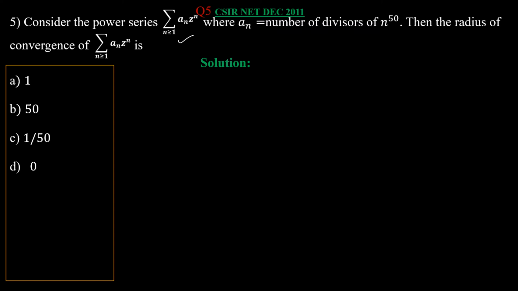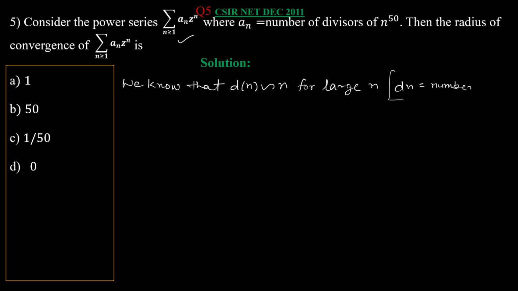In such questions, first we define the number of divisors of n, if required. We know that symbolically we can write d(n) is approximately equal to n for large n, where d(n) is the number of divisors of n.